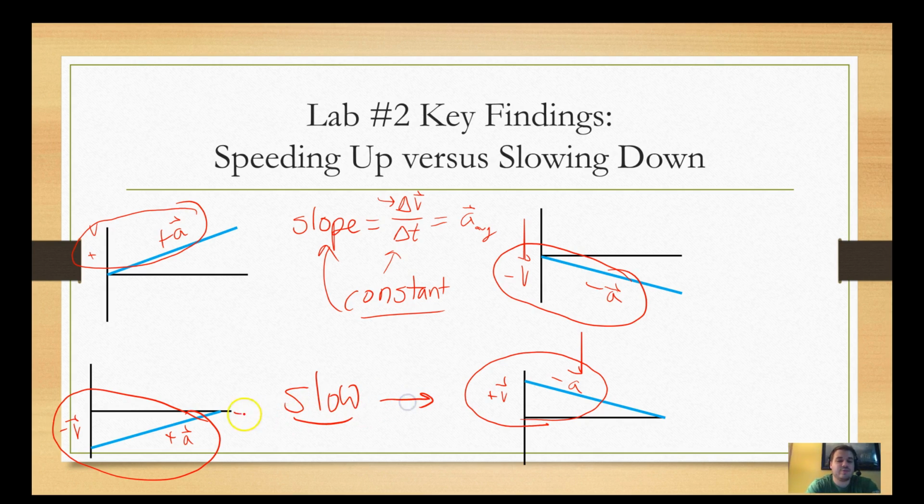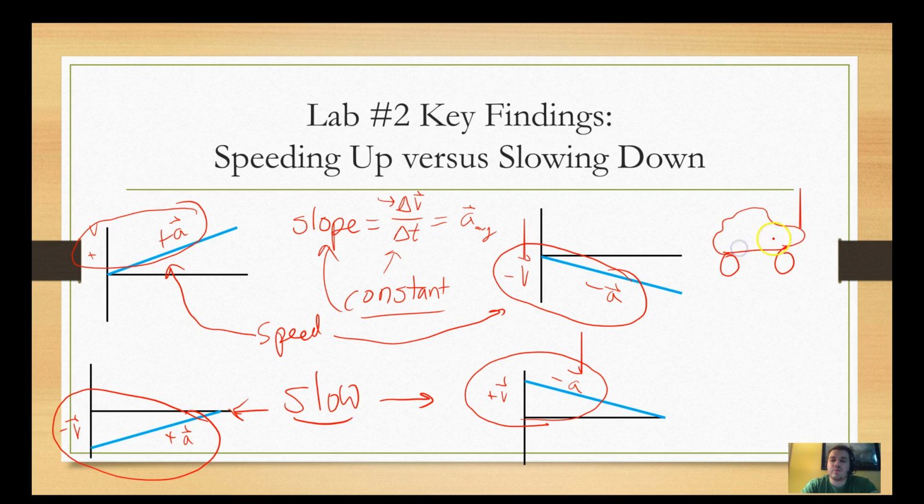So slowing down is when these signs are opposite. Speeding up is when these signs are the same. Because remember, signs are direction. If I have a car and the car is moving to the right, if the acceleration is to the right as well, I'm speeding up because my change in velocity is to the right. Whereas if I hit the brakes and my acceleration is back the other way, I am now slowing down because these are opposite in sign.